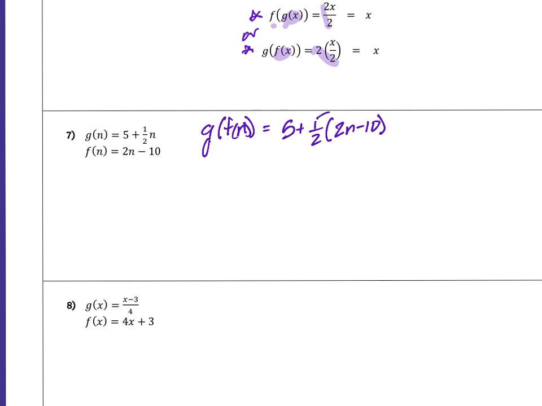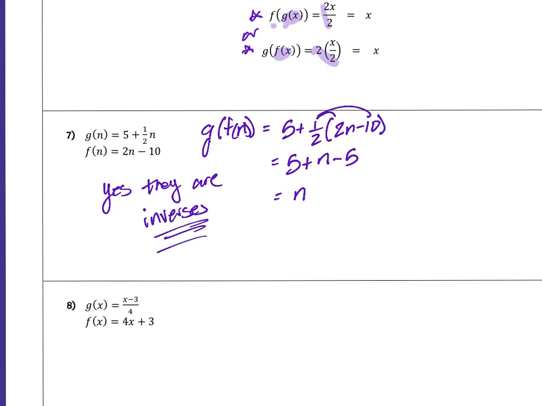Okay. So I'm going to distribute this half through here. So I get 5 plus 1/2 of 2n is n. And 1/2 of negative 10 is negative 5. And I get left with n. And so then they're inverses. Yes. They are inverses, because I get left with only the variable.